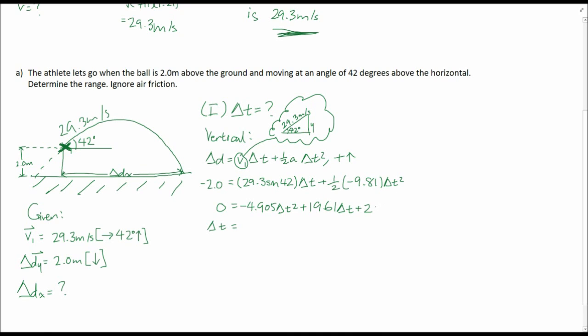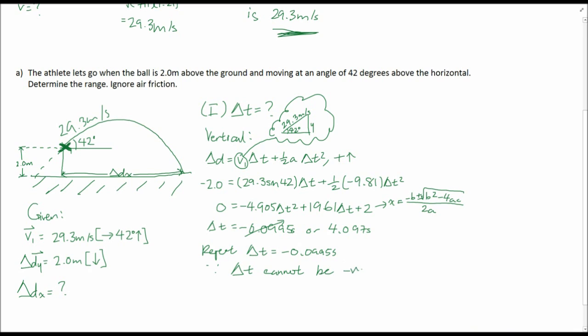From here, you can solve for delta t using the quadratic formula. If you plug all of that into the quadratic formula, I just plugged it into my calculator, you'll find that delta t is equal to negative 0.0995 seconds, or 4.097 seconds. Now, we can reject delta t equals negative 0.0995 seconds because time cannot be negative.